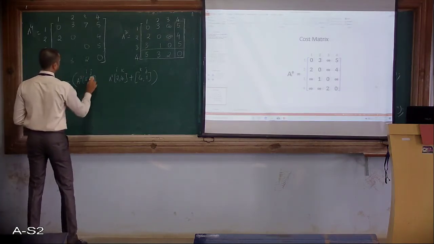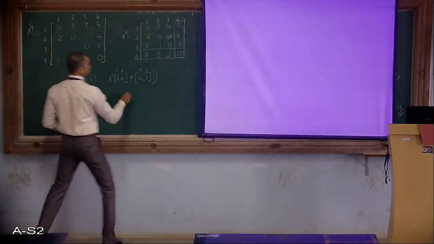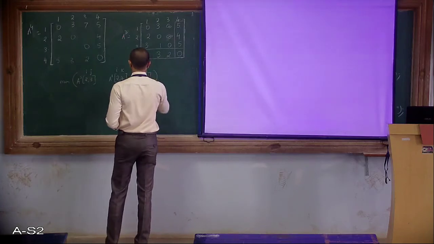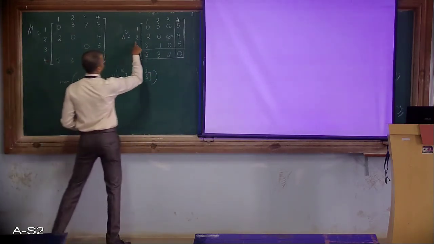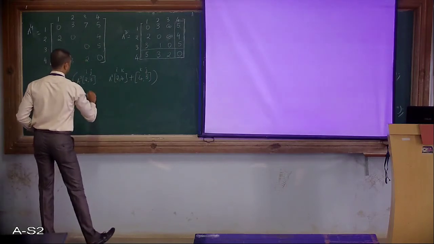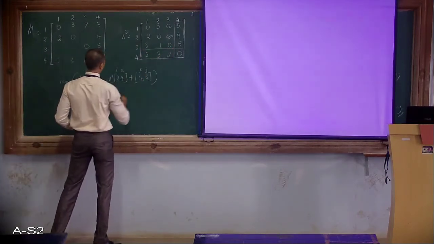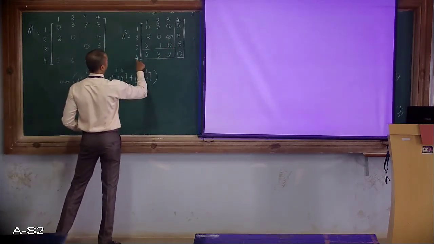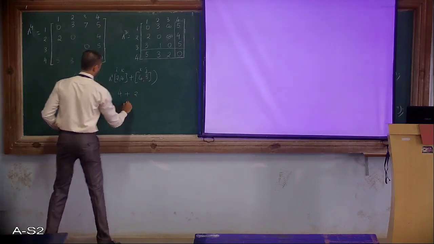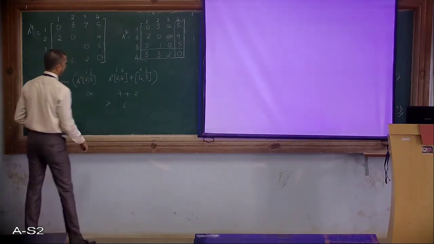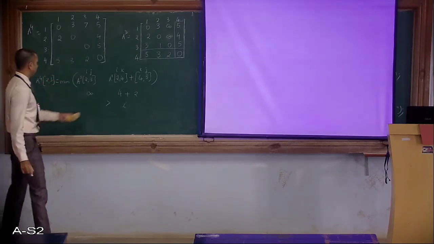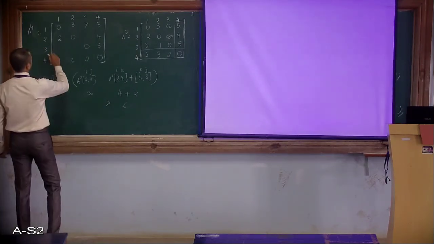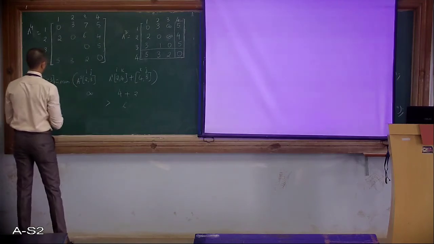Next, 2 to 3. So it is 2 to 4 and 4 to 3. What is 2 to 3? Infinity. 2 to 4 is 4 plus 4 to 3, which is 2. So 4 plus 2 is 6. 6 is less than infinity. So in A4, 2 to 3, I'm going to write 6.